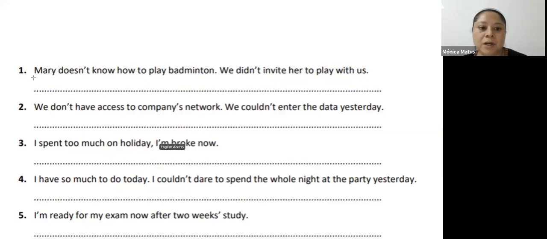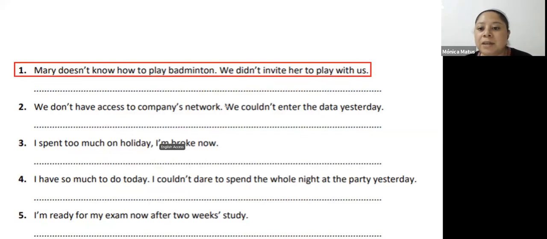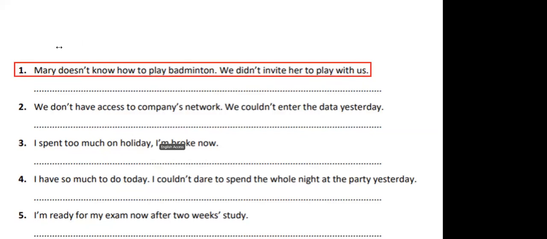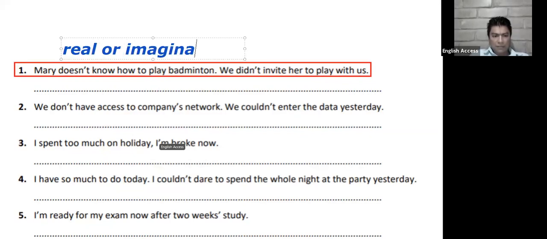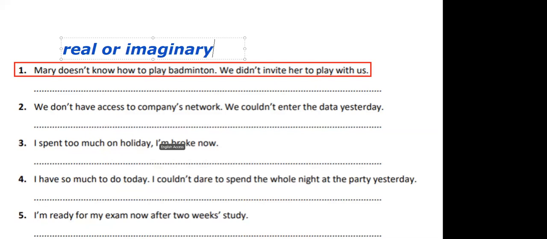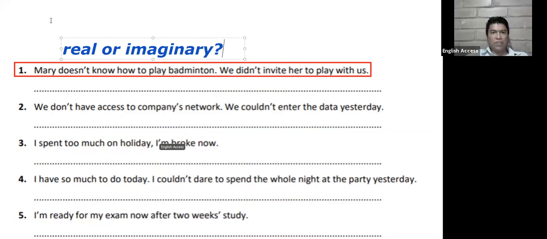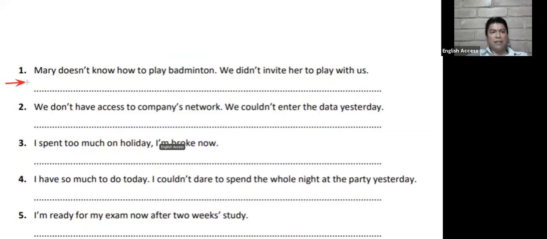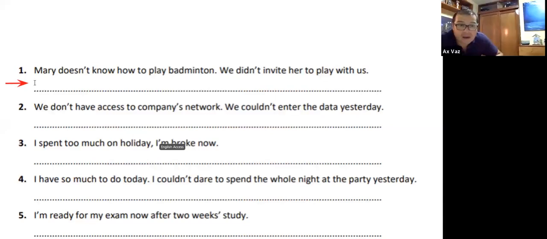Mary doesn't know how to play badminton. We didn't invite her to play with us. Is this real or imaginary? It's real. Yeah, that's a real situation. So let's write the imaginary on the line. Right here, let's write the imaginary. How do we write the imaginary? Mary. Maybe. Oh, okay.